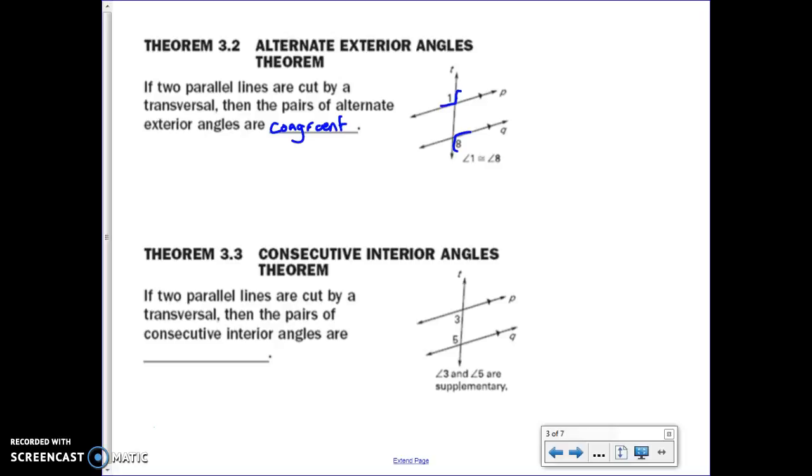Our final theorem that we have is the consecutive interior angles theorem. That says if two parallel lines are cut by a transversal, then the pairs of consecutive interior angles, so angle 3 and angle 5, they're not congruent like our other 3. They are going to be supplementary.